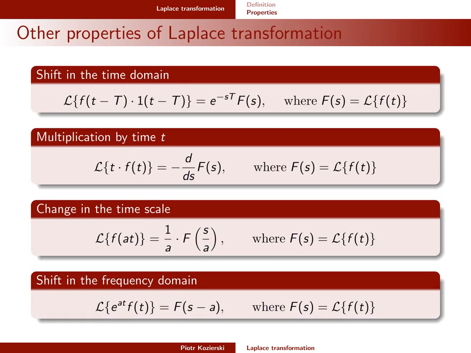This slide shows four more properties of the Laplace transformation: shift in the time domain, multiplication by time, change in the time scale, shift in the frequency domain. In each case, the function F of s is the transform of the pure function f of t. In the last two cases, wherever a complex variable s appears in the formula F of s, we must substitute the expression given in brackets. And why are there so many properties of the Laplace transformation? Well, precisely in order not to have to calculate the integral.